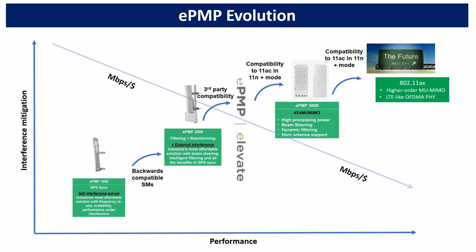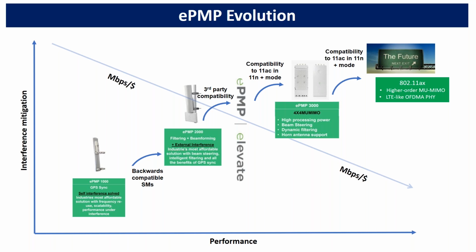Now, the evolution of ePMP started with ePMP 1000 several years ago. That was really groundbreaking because it solved the issue of synchronization in an 11N platform, provided that synchronization which lets you scale up to a large number of subscribers in a particular sector. Then a couple years ago, we came out with the ePMP 2000 that introduced the uplink beam steering. It introduced the hardware-based dynamic filtering and really addressed the issue of external interference. So now you have self-interference addressed, you have external interference at least mitigated with the 2000.